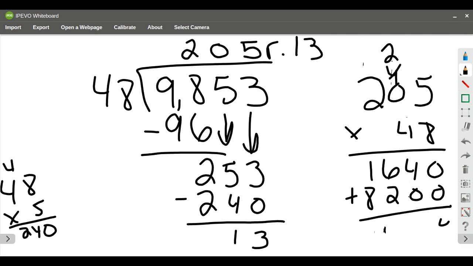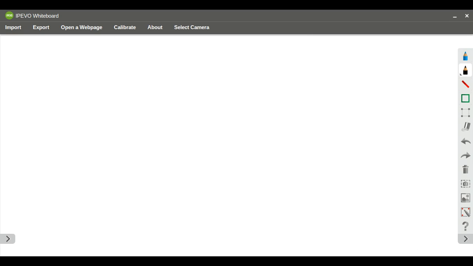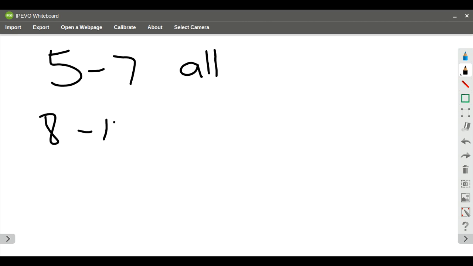I'm going to add 0, 4, 8, 9, and then I need to add the 13 in, and when I add the 13 in, I get 9,853. For your problems today, in your independent practice, I would like for you to do 5 through 7 because they've already set the problems up with you, giving you workspace. You're going to do 5 through 7 all. And then in the section where it says check the answer by multiplying, so 8 through 13, I want to see the work. So you are going to have to do this on separate paper.